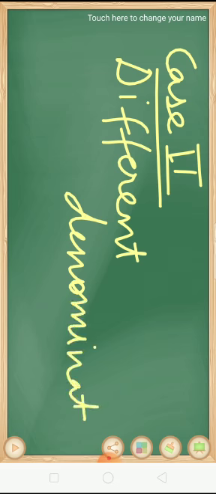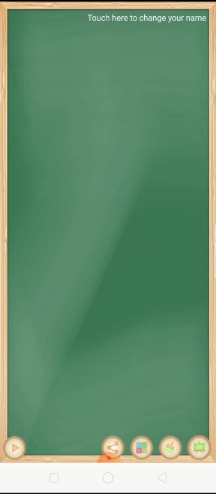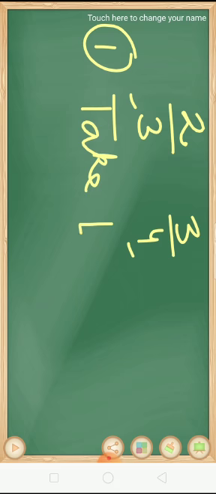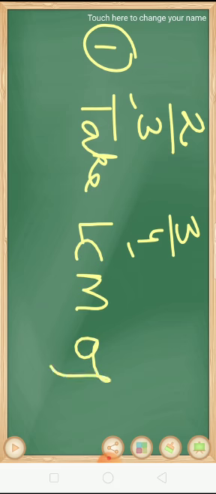So let's start this method with the help of an example. Let us suppose we have to add 2 by 3 and 3 by 4. As I have told you in the previous video also, our first step or our rule is to make the denominators of both the rational numbers same, but in this the denominators are different. So the first step for making the denominator same is to take the LCM of denominators.